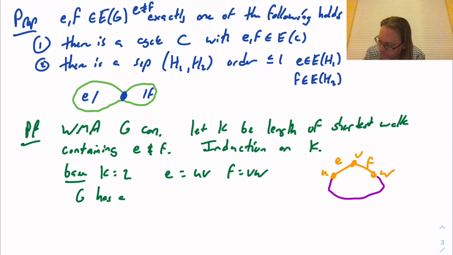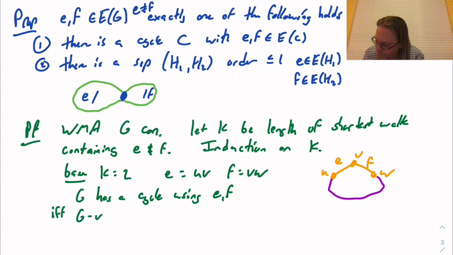So G has a cycle using E and F if and only if, let me put that over here, I'll just write if and only if G minus V has a path from U to W. Okay, well, I know when a graph has a path from U to W: a graph has a path from U to W if and only if U and W are in the same connected component, right?